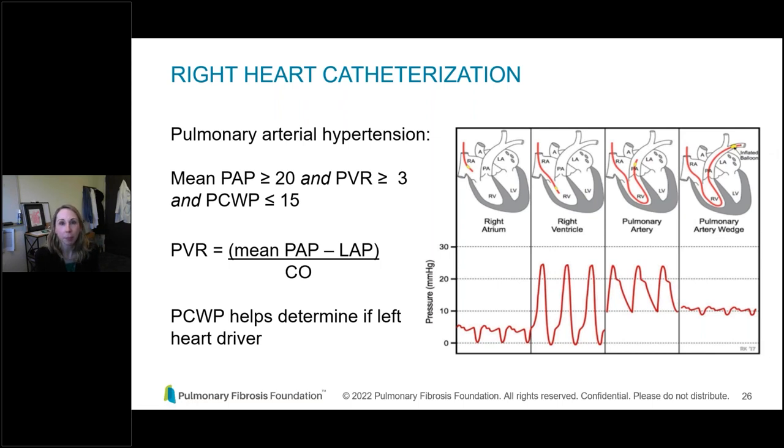I wouldn't expect anyone to memorize these, but these are two of the big numbers that we're looking for when we do a right heart catheterization. And then this wedge pressure, where we're able to measure the pressures in the left side of the heart, is really important in telling us if there's a left heart component or not. Because people can have more than one thing, right? You could have interstitial lung disease and some pulmonary hypertension associated with that and have heart failure and have high pressures on that left side. So that helps us distinguish.